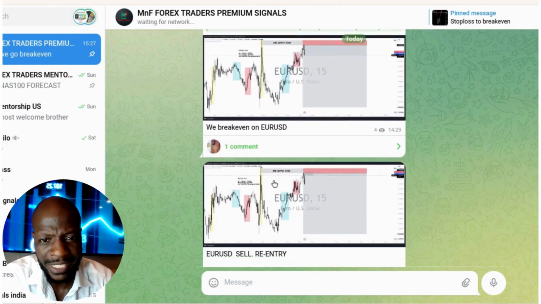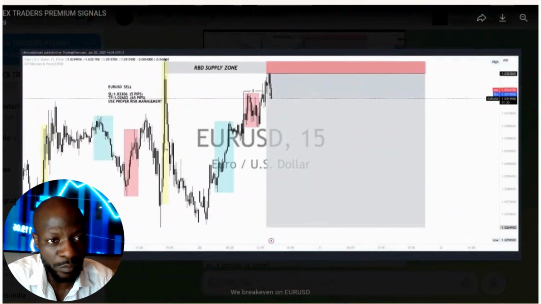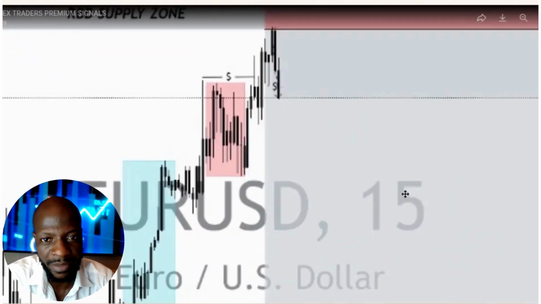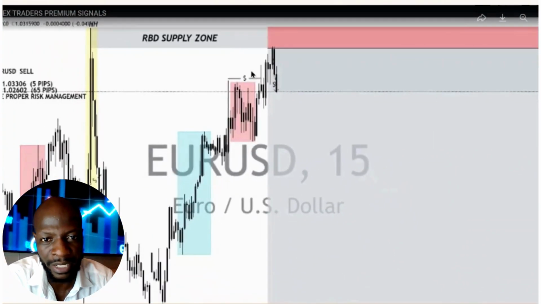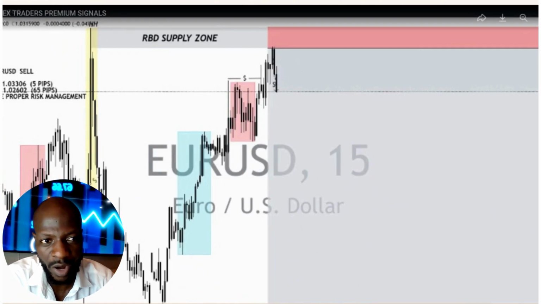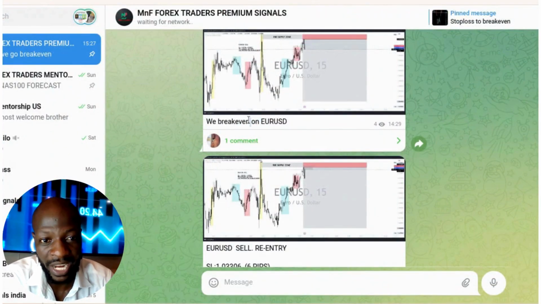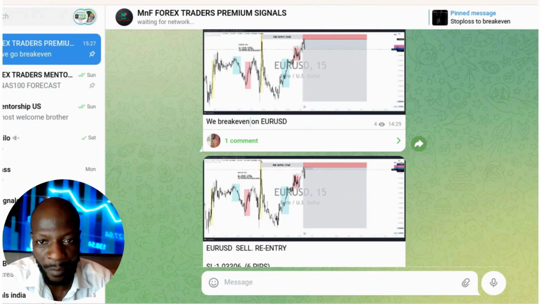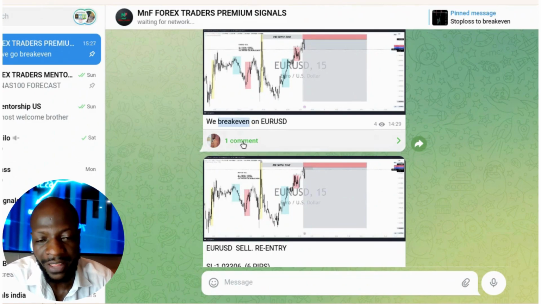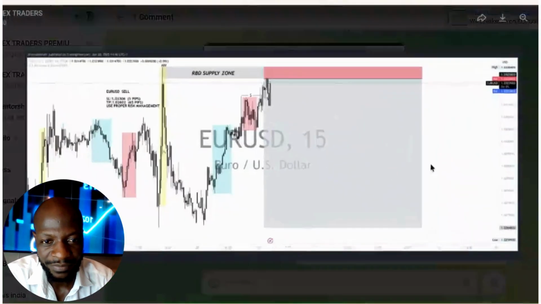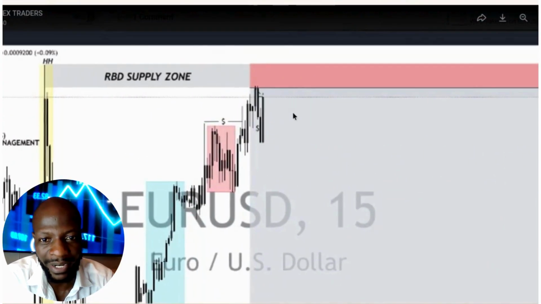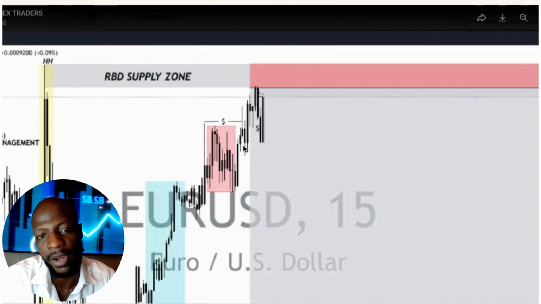A few moments later, the market was beautifully moving in my direction. As you can see, the market was coming into this area right here, breaking structure. Once we had that, I was able to go break even on this particular trade, and I had to communicate that to our private community. We did that, and then a few moments later, the market went back again to our area.